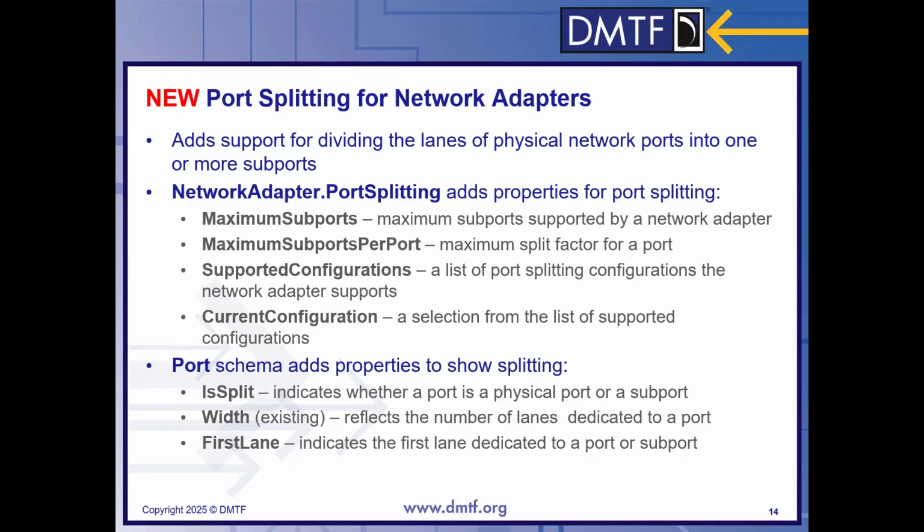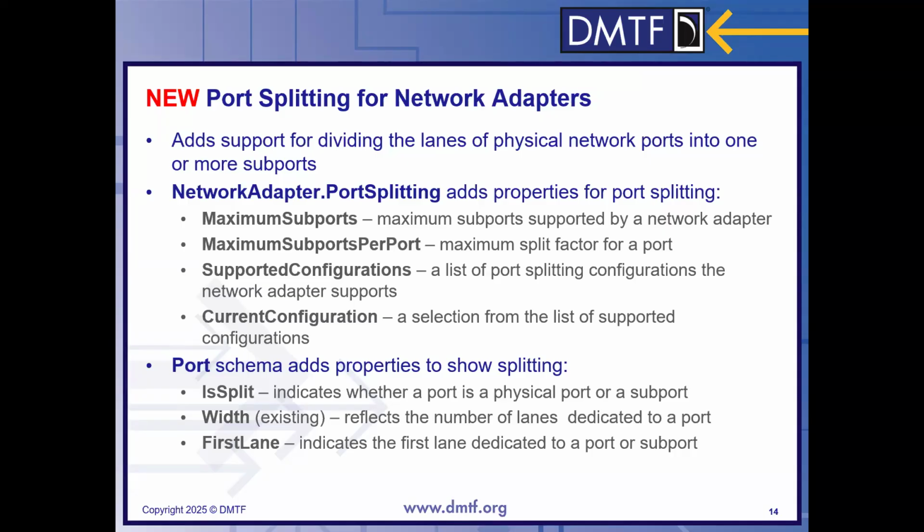The port schema has been updated to show and reflect the current splitting that is being done on a port. First of all, isSplit is a new Boolean property that indicates whether a port is a physical port, false, or a subport, one that's been split, in which case isSplit will return true. Now we had an existing property called width that reflects the number of lanes that are dedicated to a port, but we've added first lane, which tells the first lane that is dedicated to a port or a subport.